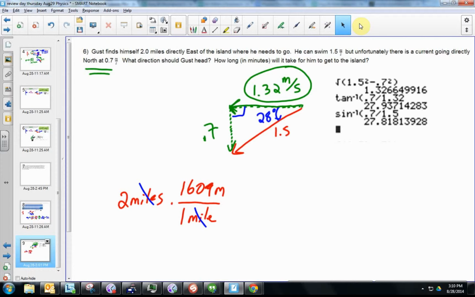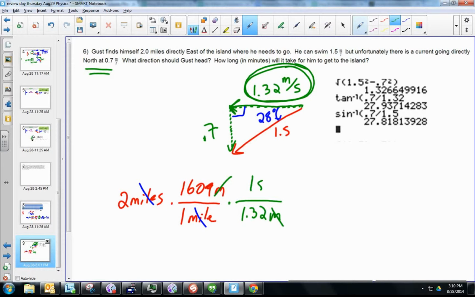In any case, now we're in meters, and that enables us to use this velocity of 1.32 meters equals 1 second. So meters on top is going to cancel the meters on the bottom only if I have the 1.32 meters on the bottom and the 1 second on top. And then finally, I need to go seconds to minutes. So 60 seconds is 1 minute. And let's see how that works out.